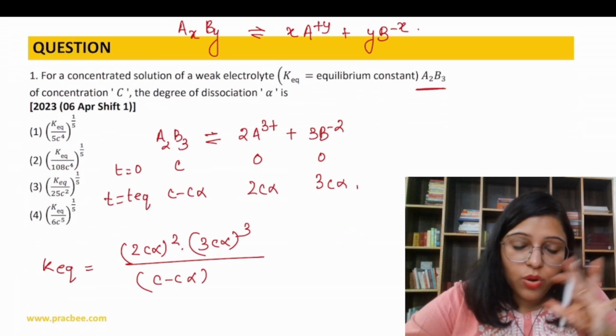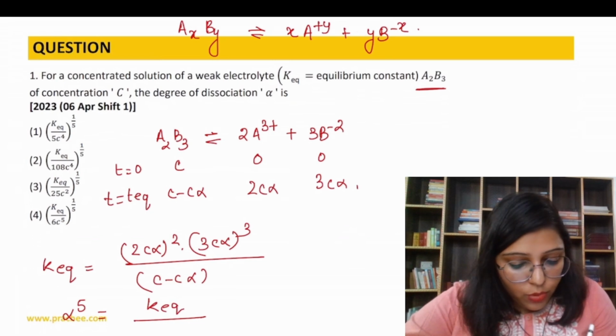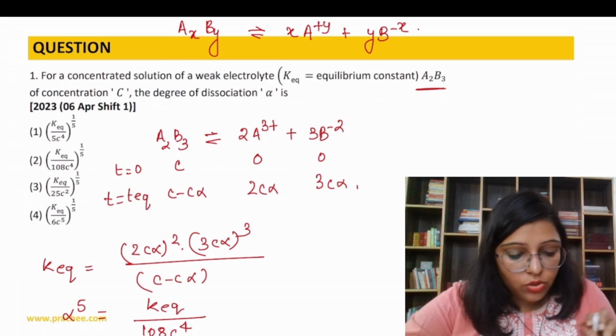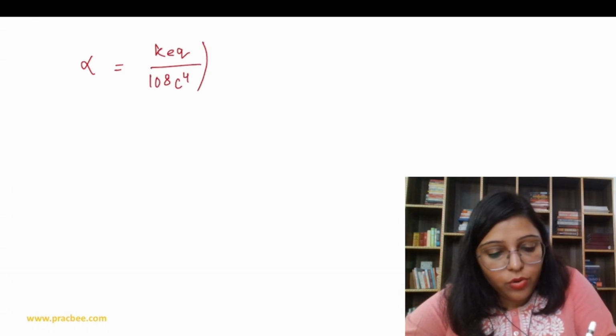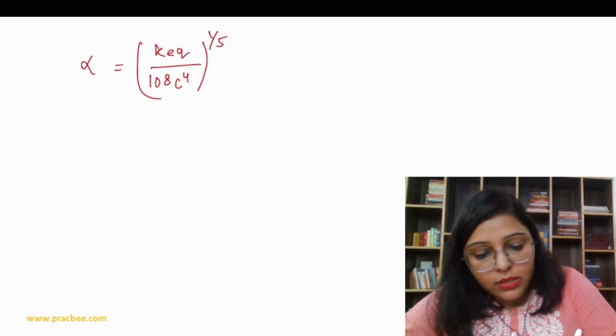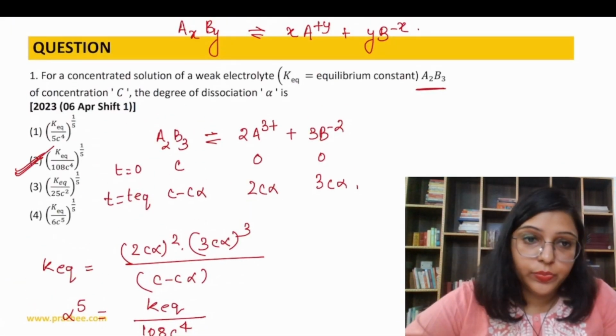Now when you solve it completely, you get alpha to the power 5 is equal to K equilibrium upon 108 C^4. Okay, so this will come, and alpha is equal to (K equilibrium upon 108 C^4) whole power 1/5. So you get the answer equal to option number 2.